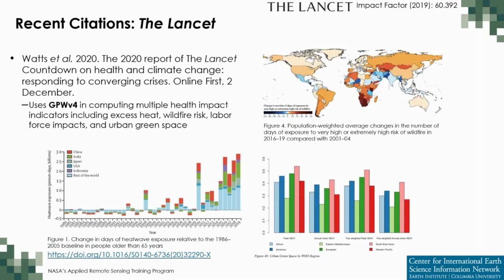And then here are a couple applications in the public health arena. A report last year in The Lancet, which actually has higher impact factors than Science and Nature. In this particular case, it was a broader assessment of health and climate change impacts. And what is noticeable is that in several different health hazards, heat wave exposure, wildfire exposure, and changes in urban green space, the population data is important in highlighting those kinds of exposures and vulnerability.